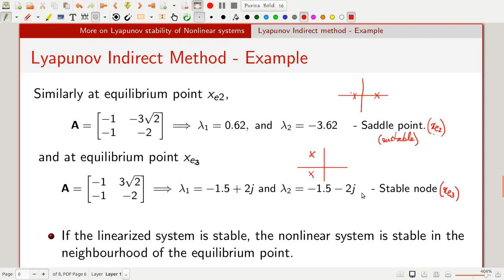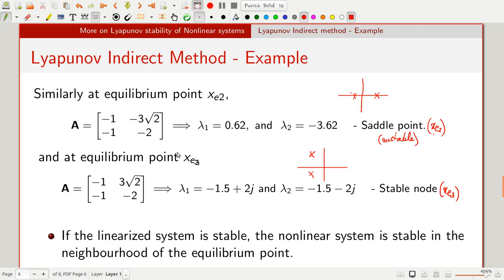Okay, so what can we conclude from all these three evaluations about the equilibrium points? What can we conclude about the indirect method? In this case, this equilibrium point is unstable. Since the linearized system is unstable about the equilibrium point xc2, we can say that the nonlinear system is also unstable in the neighborhood of the equilibrium point xc2.